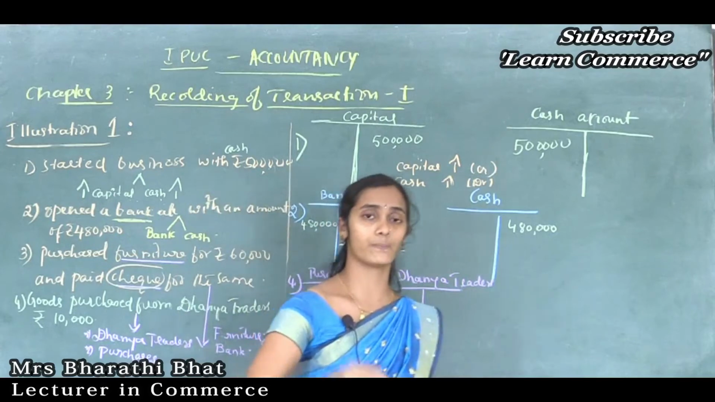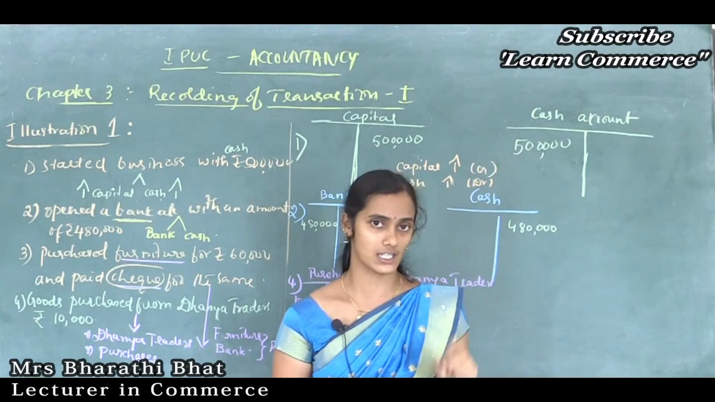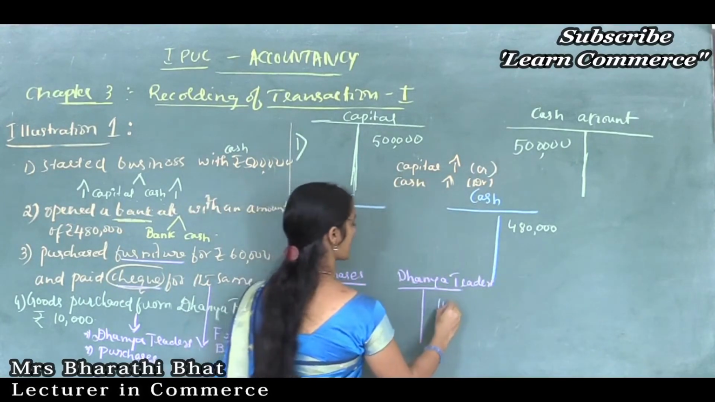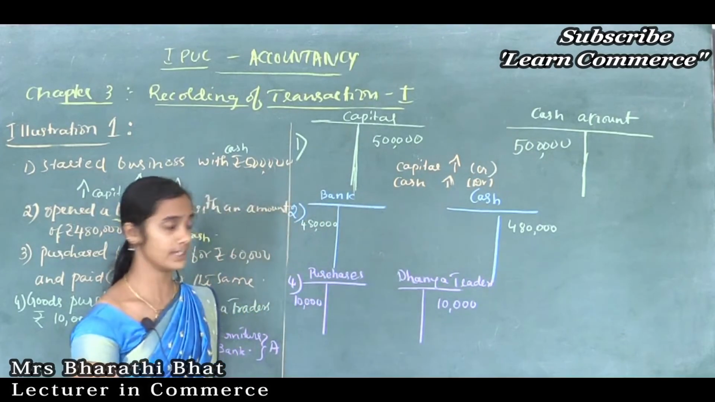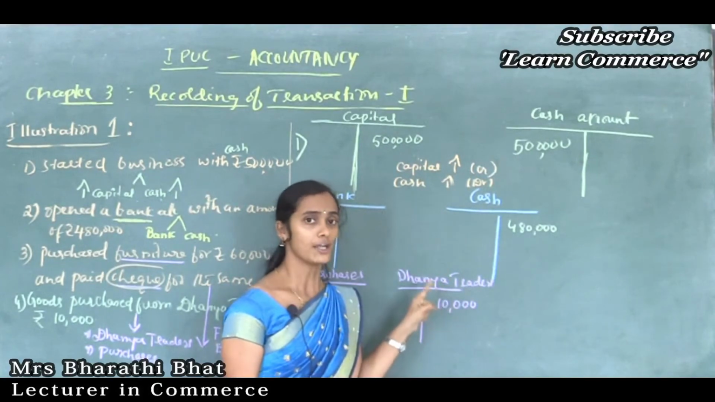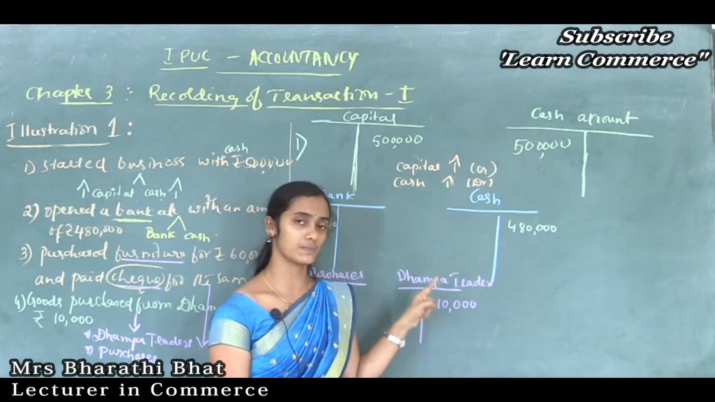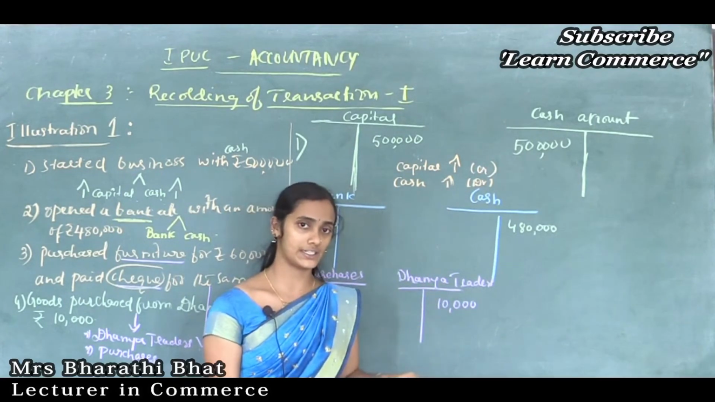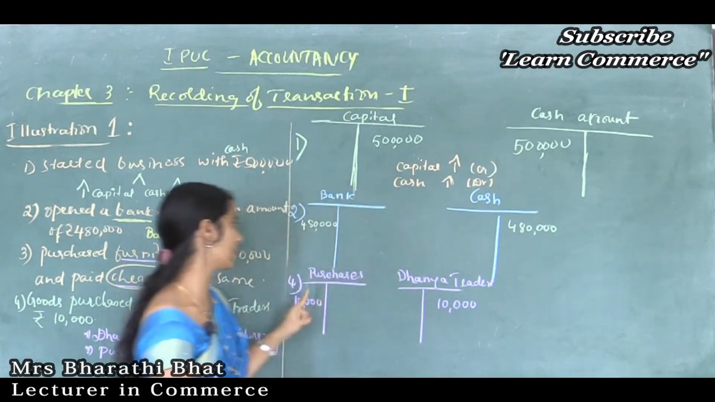Dhanya traders, we purchased from Dhanya traders. So Dhanya traders is considered as a liability. So increases in liability is to be credited. Why is Dhanya considered as a liability here? Because she is a creditor of the business. So creditors come under the liability side. So increase in liabilities is to be credited. So 10,000 is credited here.